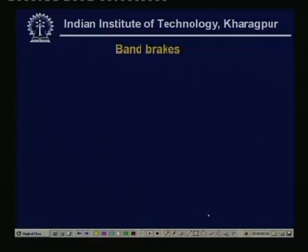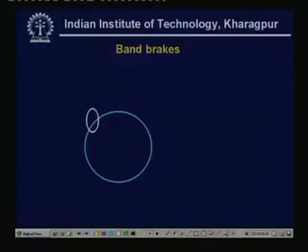Band brake, this is the brake which looks like this. Now this is the drum again, on the top of which there are... so this is the drum and this is the band which is connected to a lever. So this is the lever.